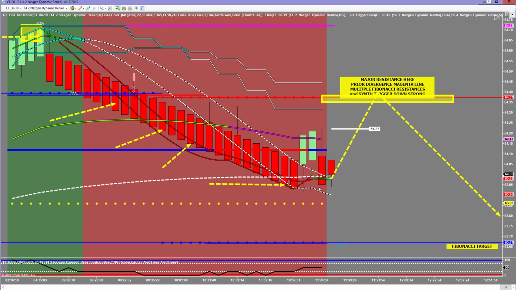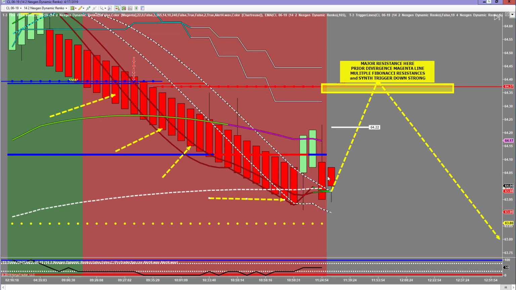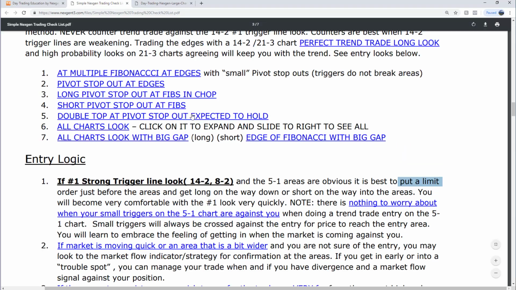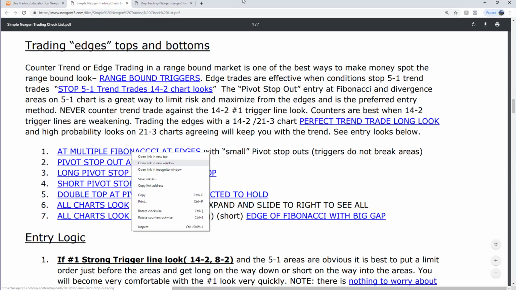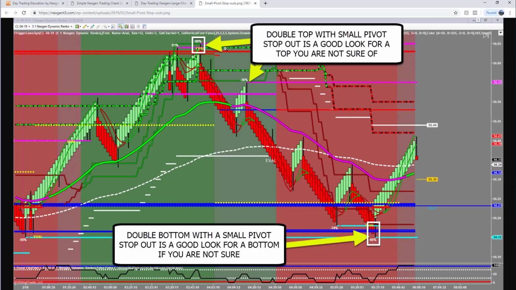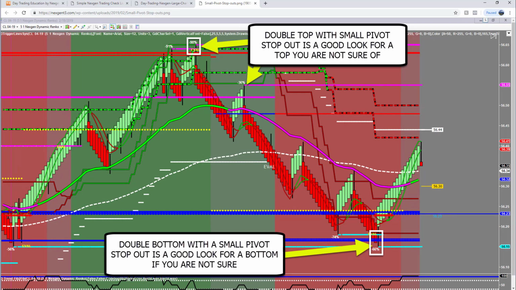Yeah, I mean, again, Sal, it wouldn't be a trend trade short because the triggers are crossed up, right? So to do a trade from an edge or a top or bottom, you need to have this look at the top or at the midband. You need to have a pivot stop out. Because if you don't have a pivot stop out, how are you going to time that entry?